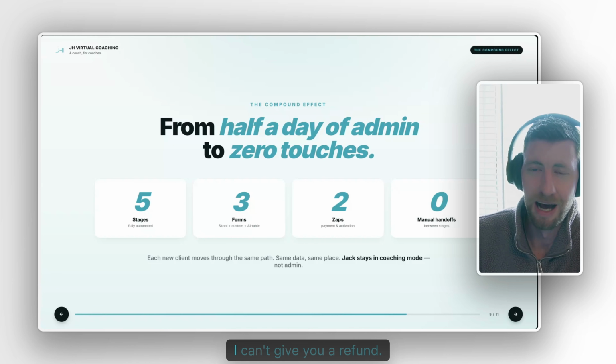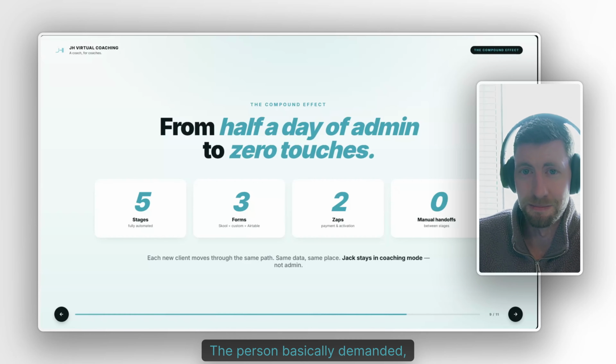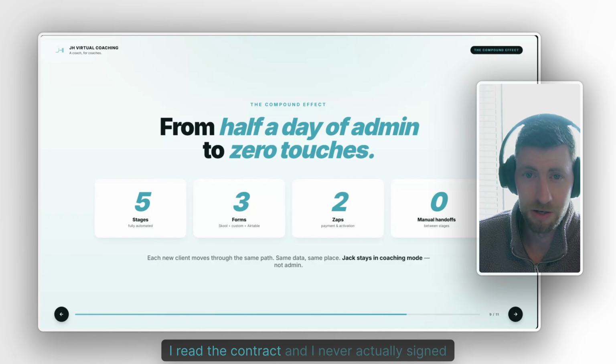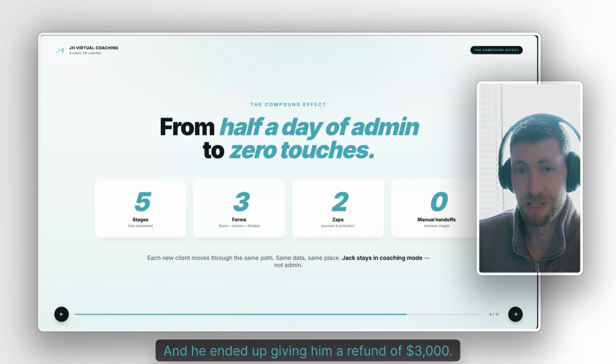And he was like, "Look, I can't give you a refund." The person basically demanded, he said, "Look, it's in the contract. We can't do refunds." And then from there, he said, "Dude, I read the contract and I never actually signed the contract." And he ended up giving him a refund of $3,000.